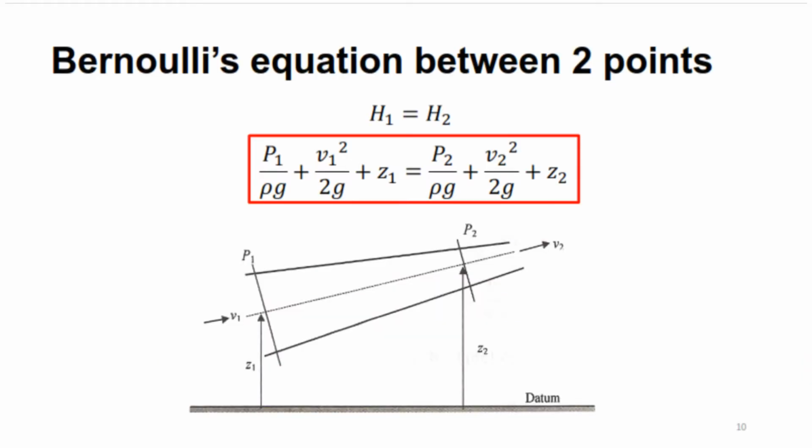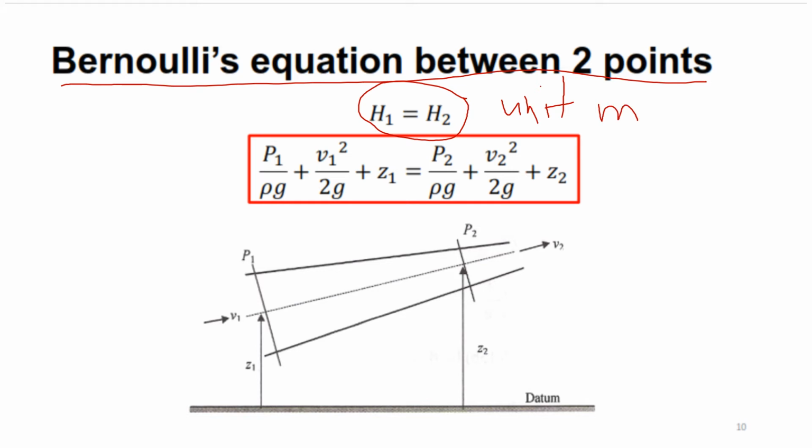Okay, then Bernoulli equation between 2 points. So just now we have E1 equals E2. It also can be written as H1 equals H2, which is represented by the head, because we need to answer in unit meter. So basically, in unit meter, pressure in unit meter we represent by head, H.